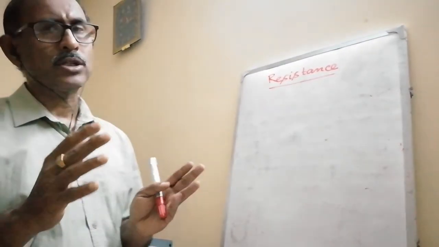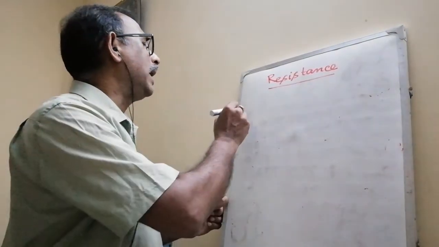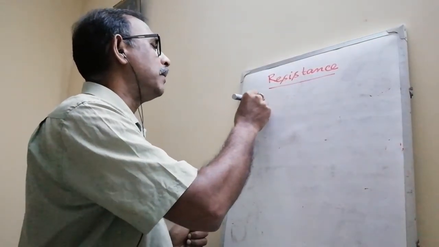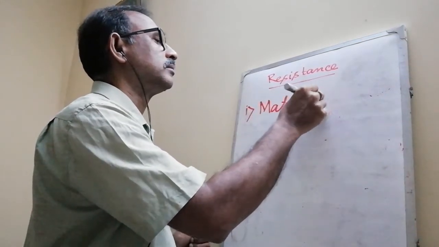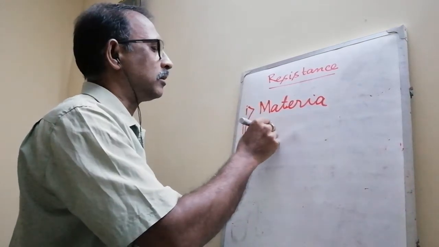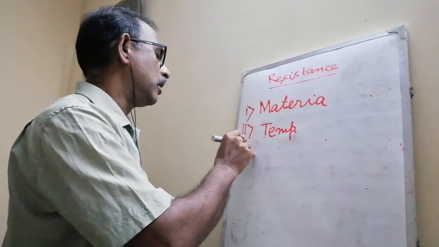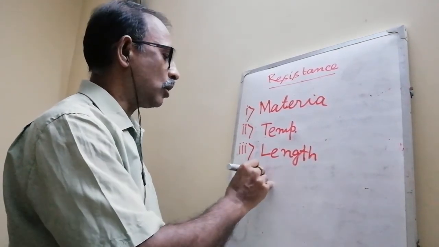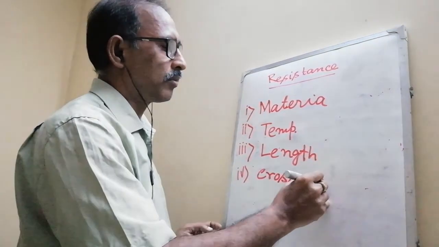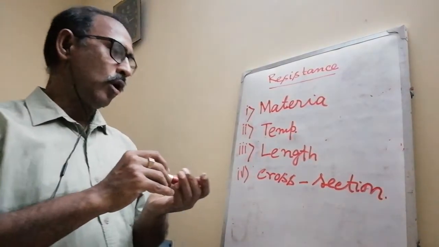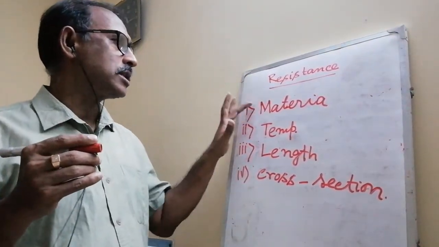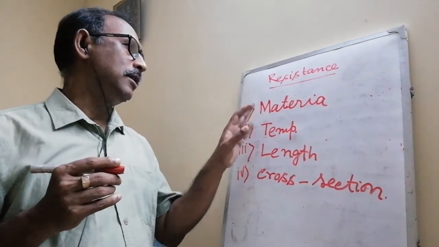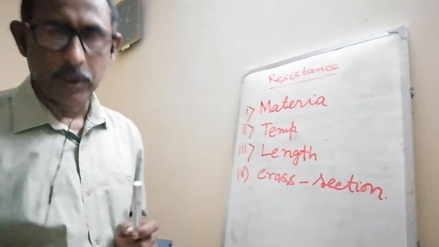So these are the factors on which the resistance depends, mainly the 4 factors. What are the 4 factors? One is the material. Number 2, temperature. Number 3, length of the conductor. And number 4 is the cross section. These are the 4 factors on which the resistance of a metallic conductor depends. And now the question is how the resistance depends on the material, temperature, length and the cross section of the conductor.